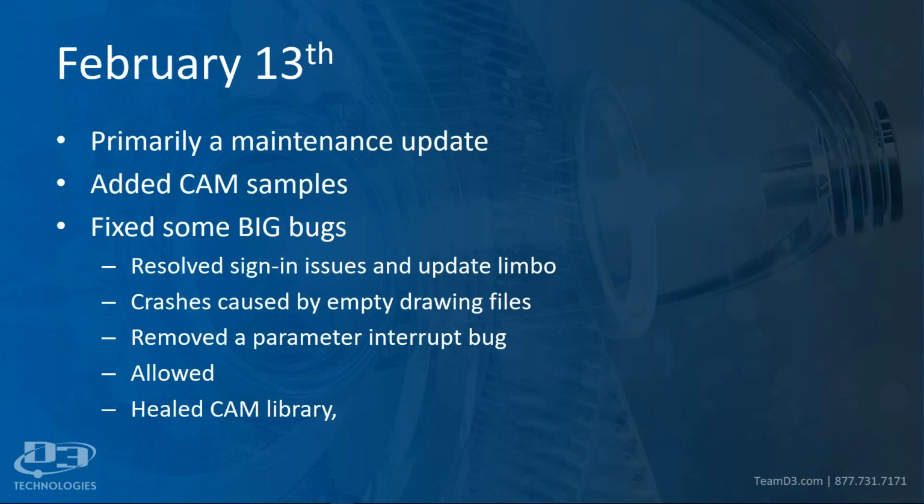Now, they fixed some really big bugs. They resolved sign-in issues, and then there was an update limbo. So basically, people were trying to sign in, and it would permanently, I say permanently in quotes because they fixed it, it would lock them out of Fusion, and then it would basically prohibit them, even if they logged in as a different user, from getting their updates. Among other things, there were crashes caused by empty drawing files. There was a parameter interrupt, you get an overlay.